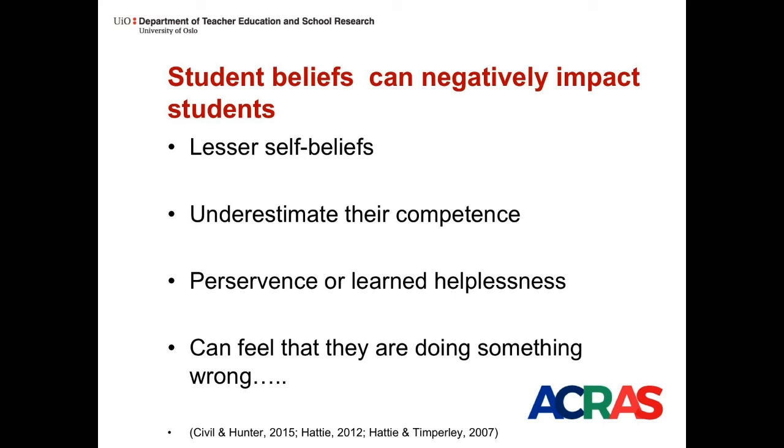Research shows that many migrant students have lesser self-belief, so that they underestimate their own competence. And research also tells about perseverance or learned helplessness. Learned helplessness is when students, before they enter the classroom, say, I don't understand anything. I never get this. It's so hard. And thereby they kind of say in advance, don't have any expectations of me. I am not going to learn this. So if they fail, they don't have to feel embarrassed or sad because they already said so.